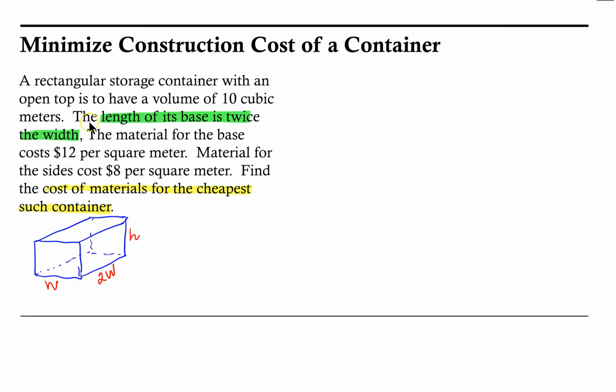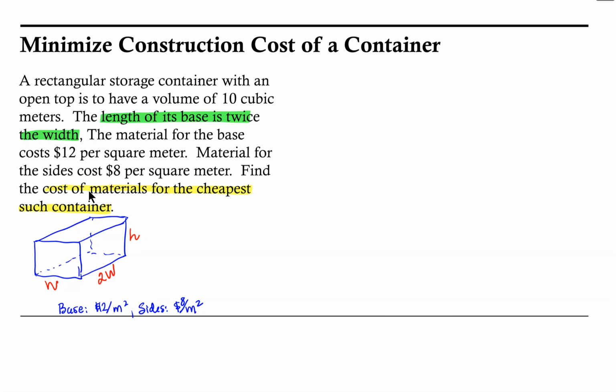We're interested in minimizing the cost, so let's think about the cost for constructing this container. We know that the base will cost $12 per square meter, and we know that the sides cost $8 per square meter. Okay, what else do we know?